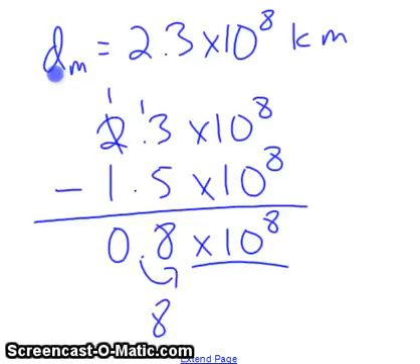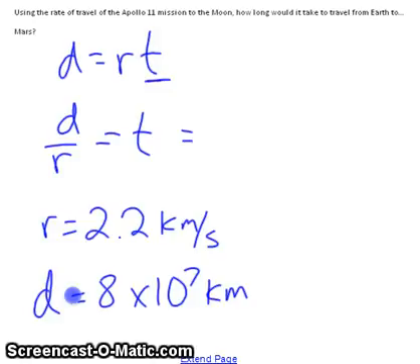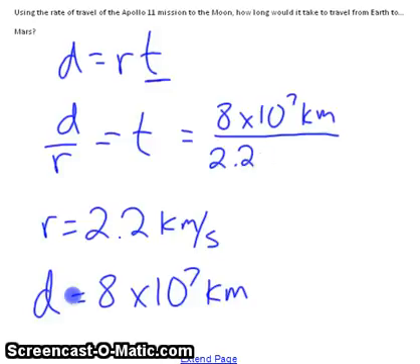I've got to move that decimal. So I've got 8.0, or just 8, times 10 to the what? So we've got to think. I moved this decimal to make my number bigger, so I'm going to make my exponent smaller. So 80 million kilometers apart. Now we can use that number to figure out how long it would take. Well, time is distance divided by rate. And I'm thinking this is going to take us a while.